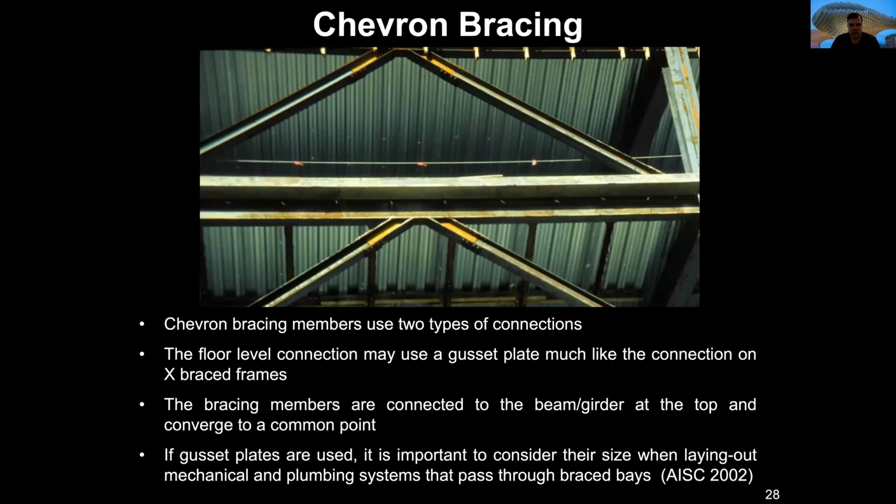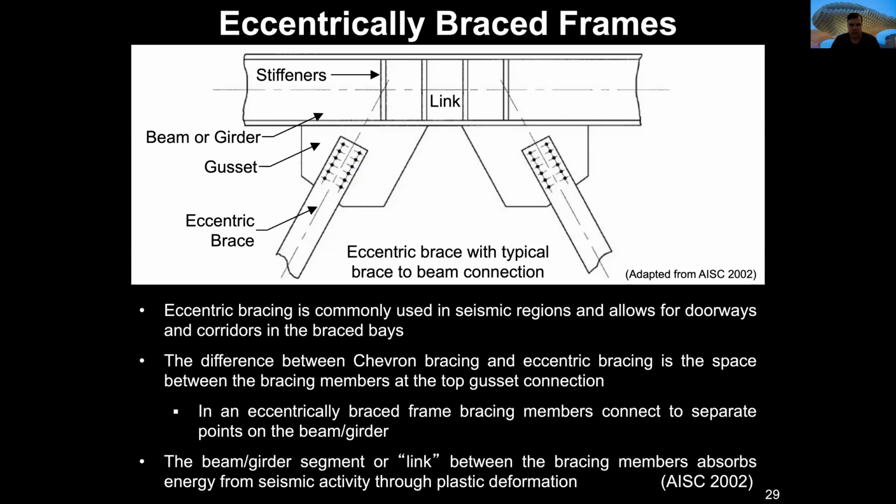They usually use two types of connections. The floor level is connected with a gusset plate, like the normal X brace connection, and after that, in the top part instead, the bracing members are connected to the beam girder and they converge in a common point. Gusset plates are flat plates that are located in the beams and columns to connect them.